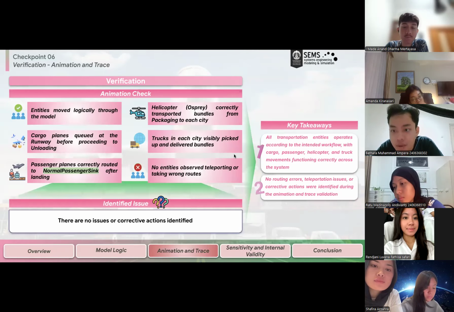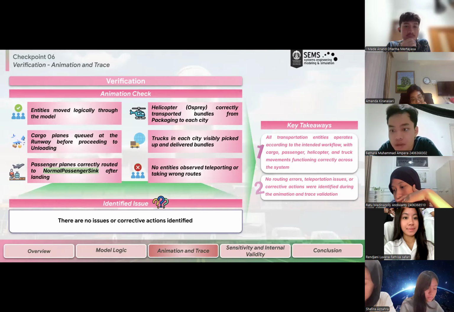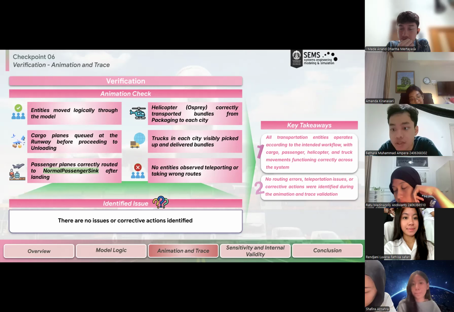Here, the key takeaway is that all transportation entities operate according to the intended workflow, with cargo, passenger, helicopter, and truck movements functioning correctly across the system. No routing errors, teleportation issues, or corrective actions were identified during the animation and trace validation.